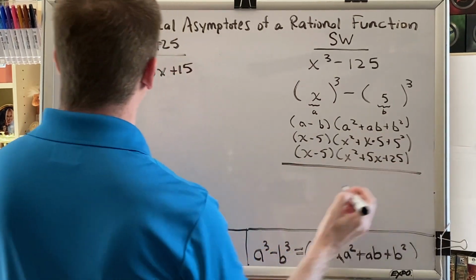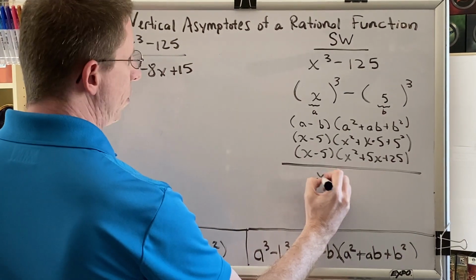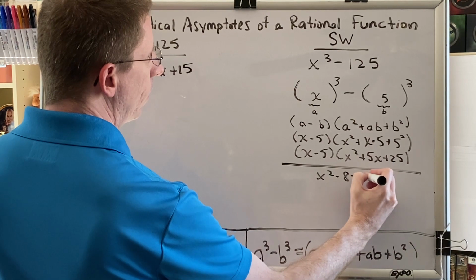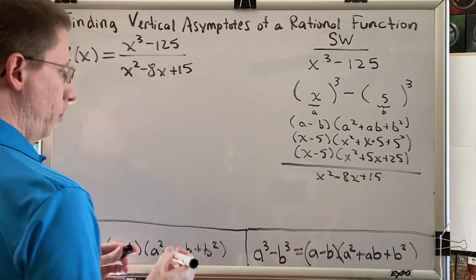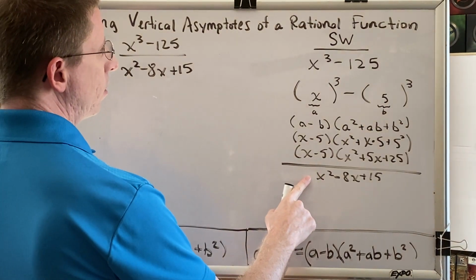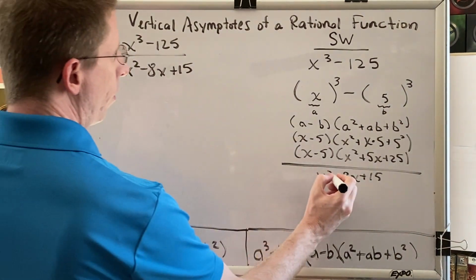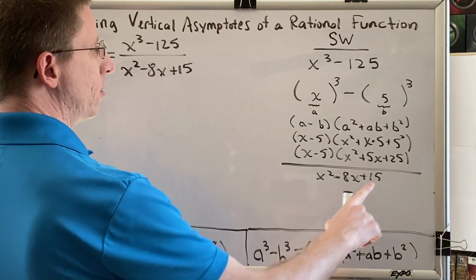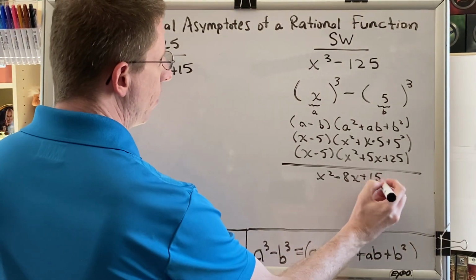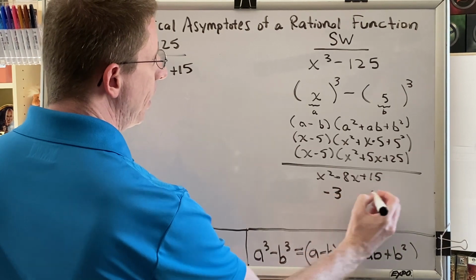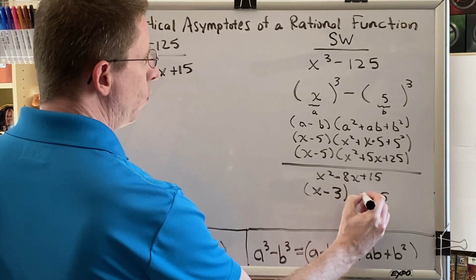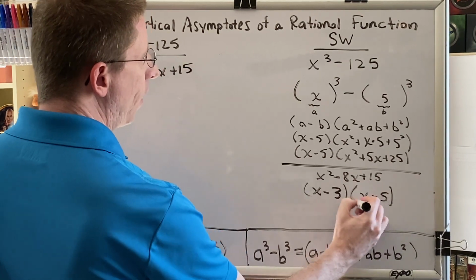Now we're going to turn our attention to the denominator, which is x squared minus 8x plus 15. Okay, this is a simple trinomial. What I mean by simple is that the leading coefficient is 1. And so in order to factor this, we just need to come up with two numbers that multiply to make 15, but add to make negative 8. Those numbers are negative 3 and negative 5. Put an x in front of each one to make it into a binomial, and you've got your factored form.